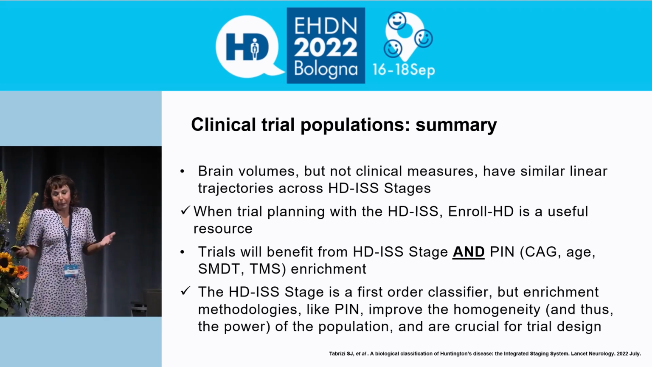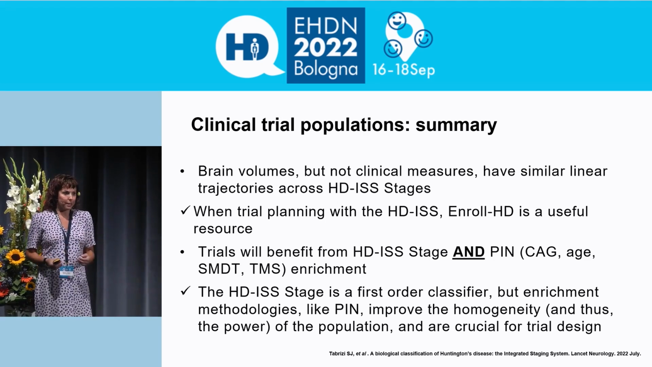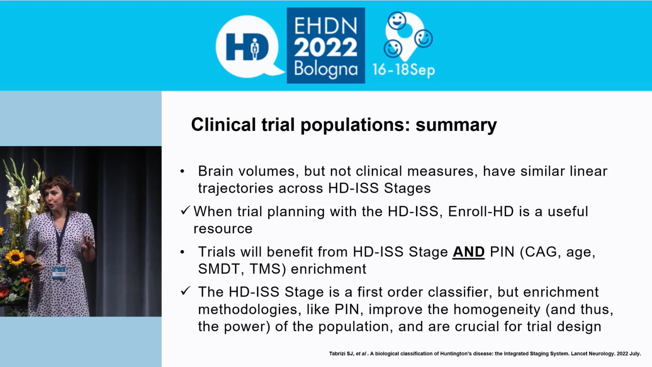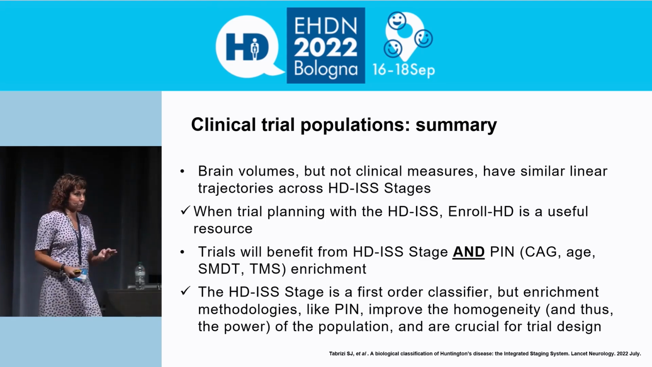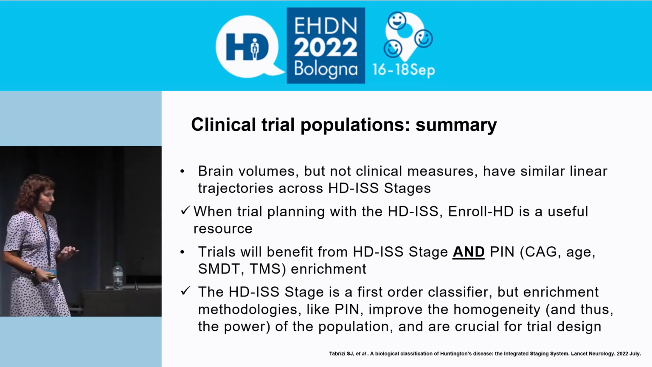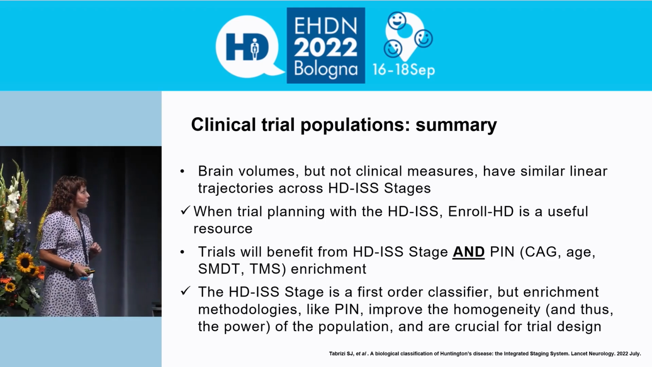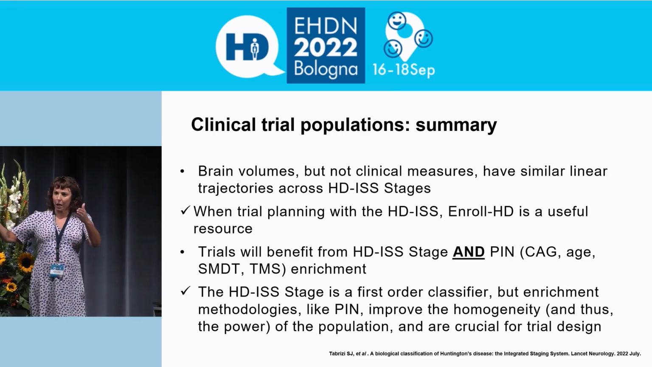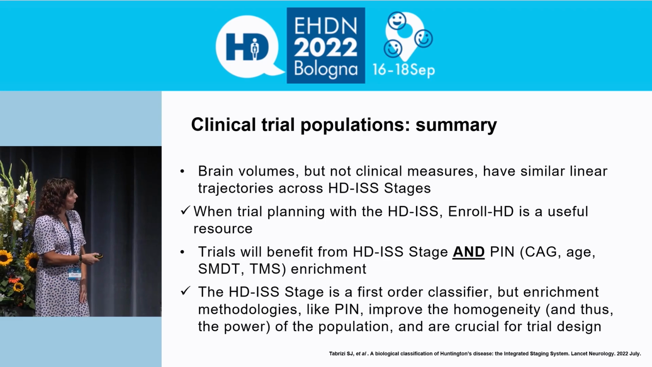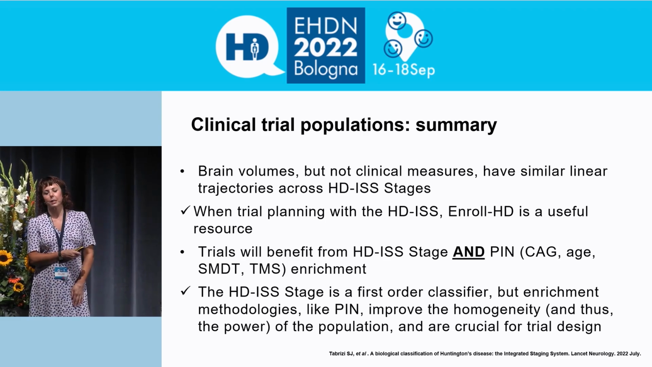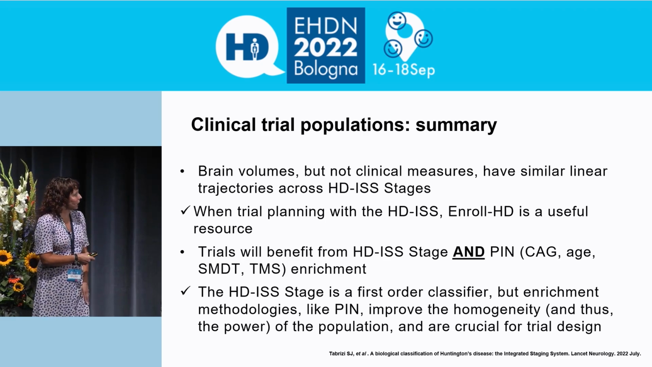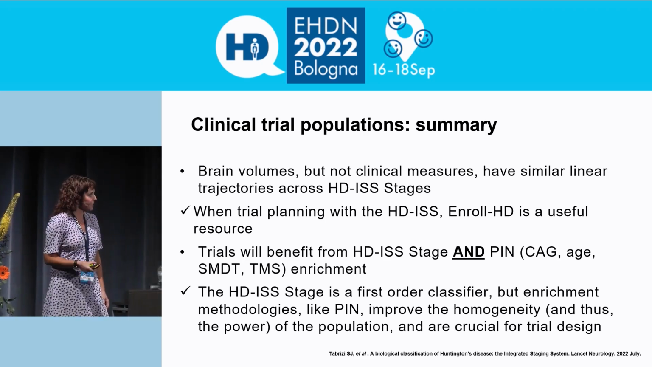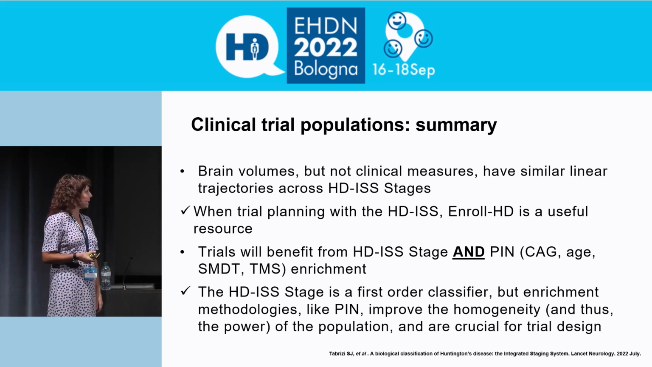When you're planning a trial, the Enroll database is very valuable because you can use the Enroll data to stage potential participants before you enroll. So that's really critical, and the Enroll database is so important. The stages are potentially quite long, and the trials will benefit from HD-ISS staging and PIN enrichment. And the PIN, as many of you know, is CHE, age, SDMT, and TMS.